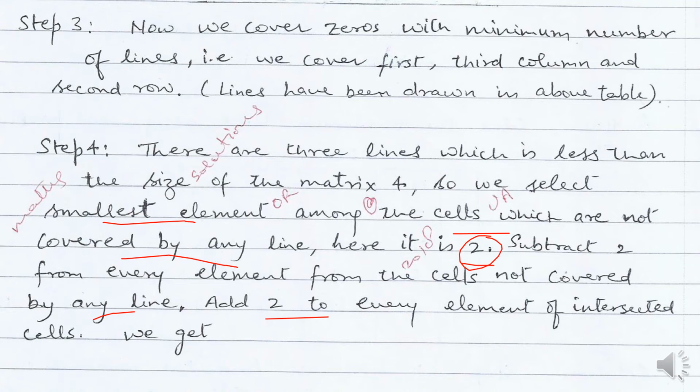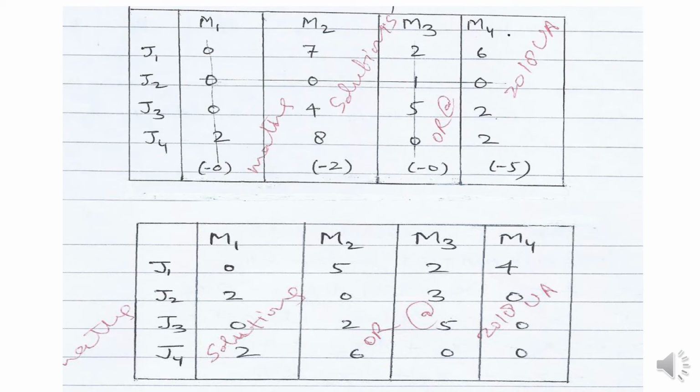So I am repeating. First we see which one is the minimum element in the not covered elements. We subtract it from every element in the cells not covered by any line, and we add 2 to the intersected elements, and wherever a single line has come, we will leave those elements as they are. So this is the matrix or table which we had in our previous slides.